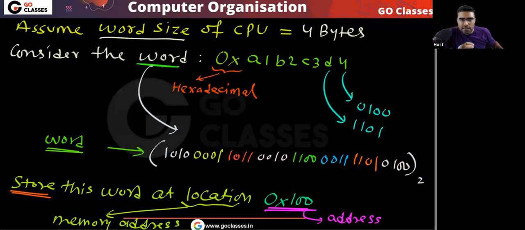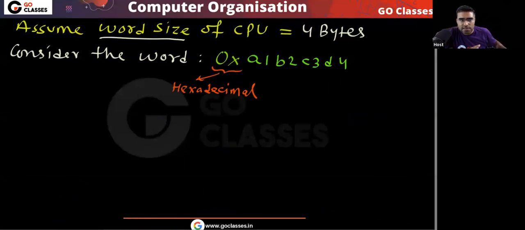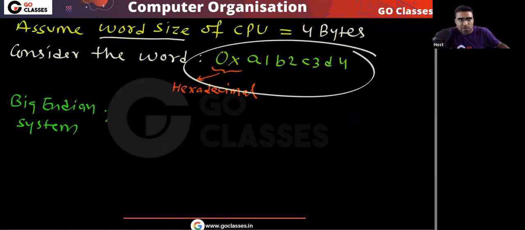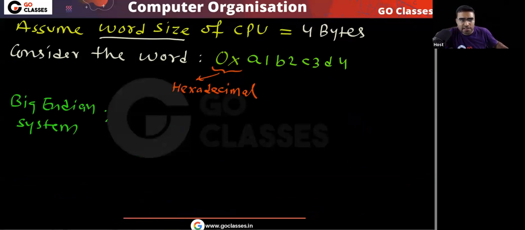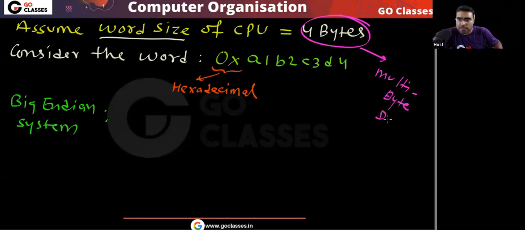Now you tell me, if we follow big Endian architecture, then how will your memory look? And if we follow little Endian architecture, how will the memory look? Let's see big Endian first. In the big Endian system, what will happen? You can see this is our data, our word. This is 4 byte data, so this is multi-byte data. The same concept you can apply.